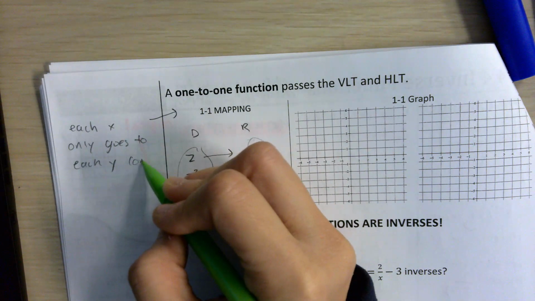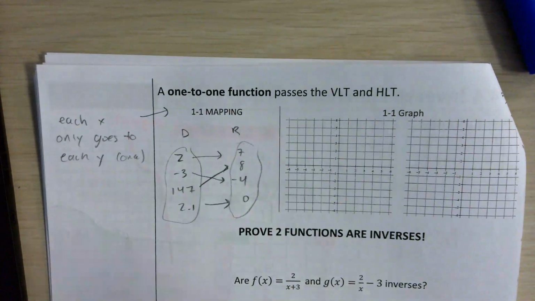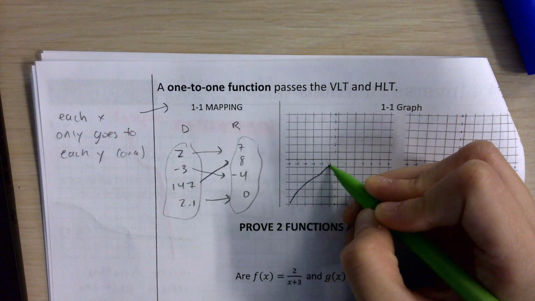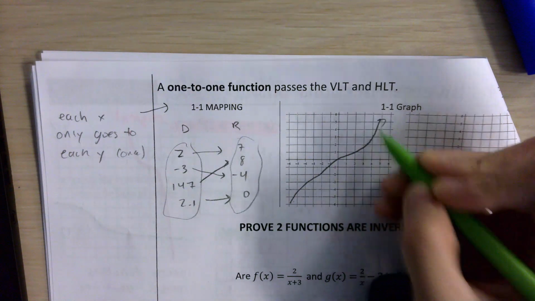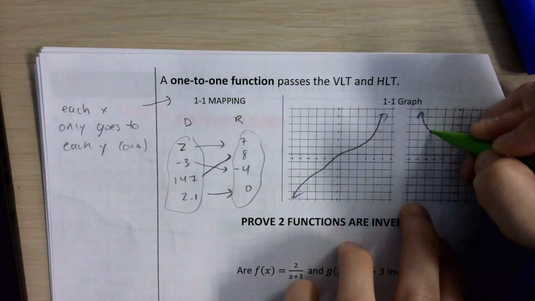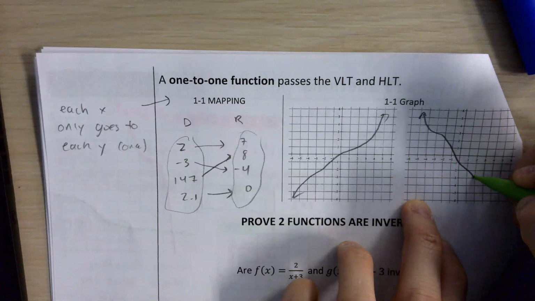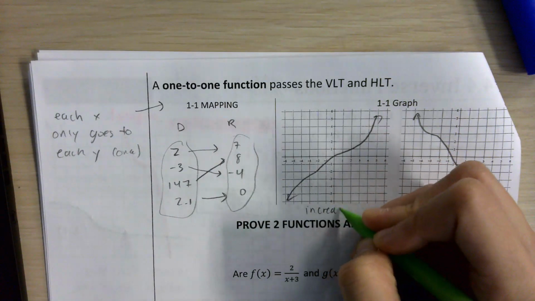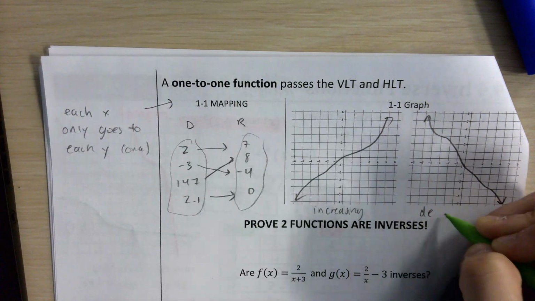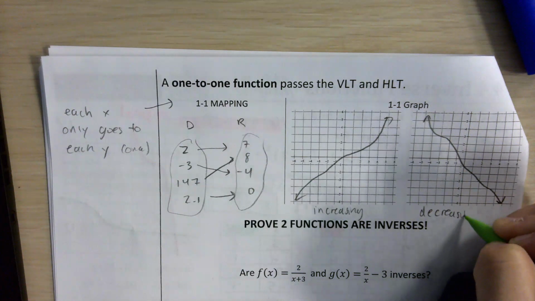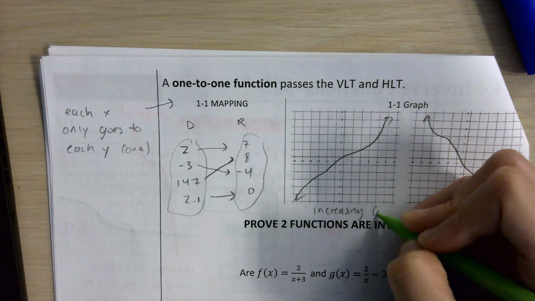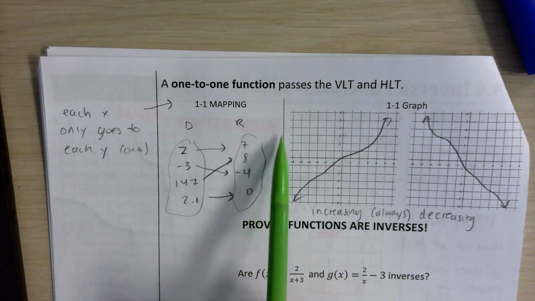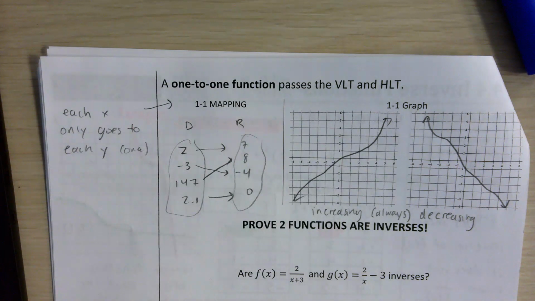Like once, right? Alright, so for a graph, that means it's either always increasing or always decreasing. We can't even have constant because as soon as we have constant, right, it won't pass the horizontal line test. Always. Right? So if it's a one-to-one function, it's either always increasing or always decreasing.